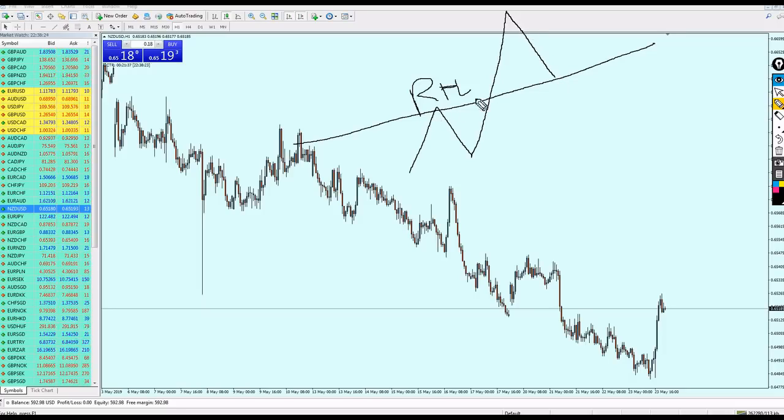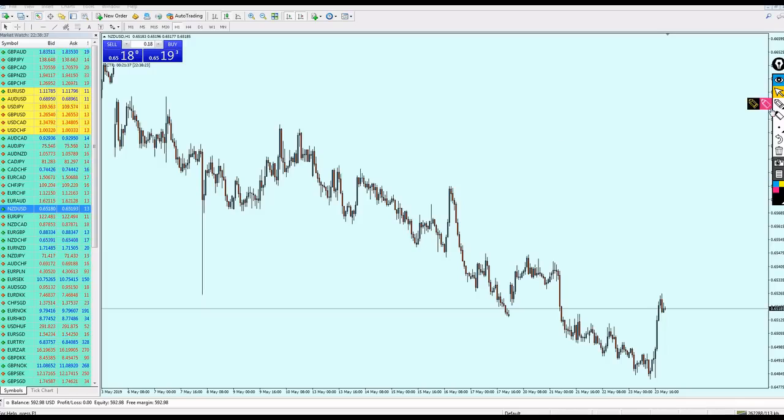So this resistance trend line will now become a support trend line. So we have to place the buy option right here and hope for the market to actually reverse. That is what we are going to do, and of course vice versa.